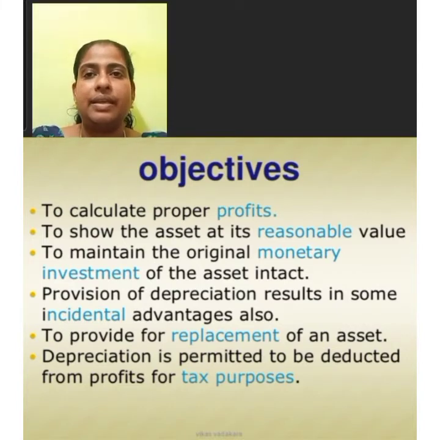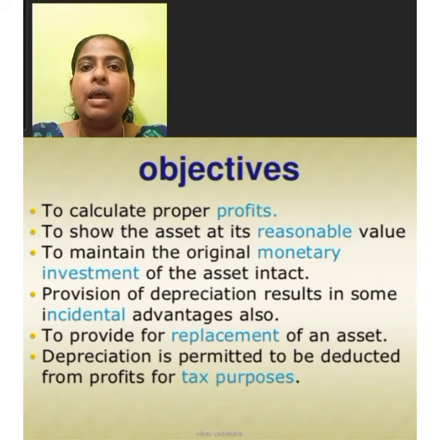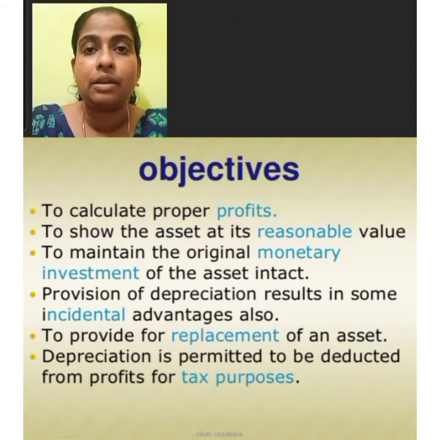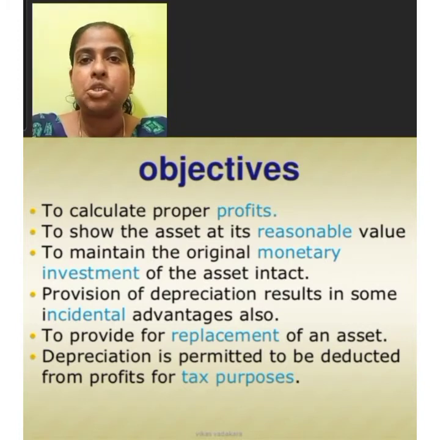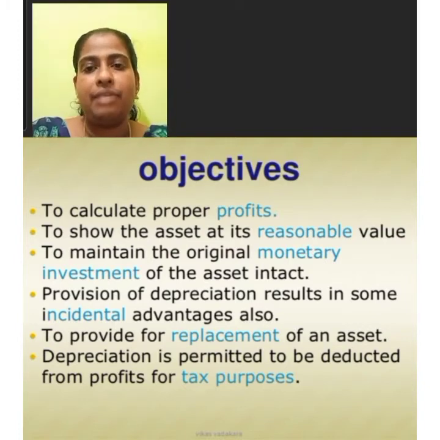Then second objective is for showing the assets at their fair and true value in the balance sheet. If depreciation is not charged, the assets will be shown at a value more than its actual value. The purpose of recording these assets is to show them at their true value. Provision of depreciation reduces the value of the assets by the amount of depreciation, and assets are shown at their true and fair value.